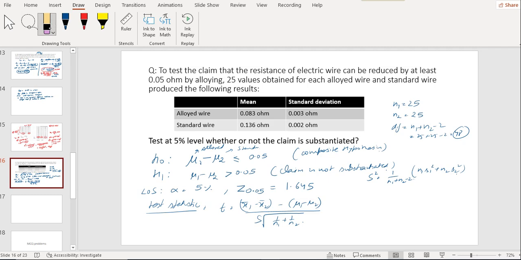In this case their claim is the resistance is reduced by at least 0.05 ohm, but the null hypothesis means there is no difference. So we are saying that the difference is 0.05 only, right? And the alternate hypothesis is that this will reduce by more than 0.05, right?